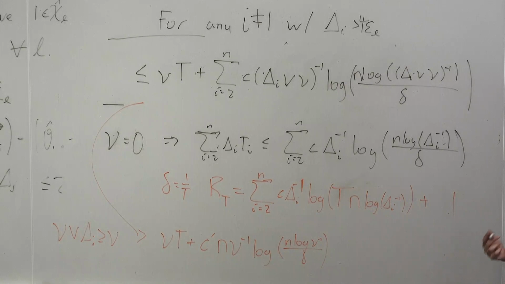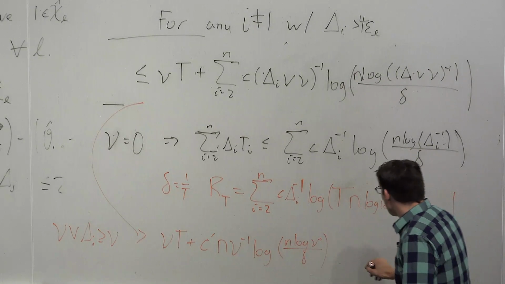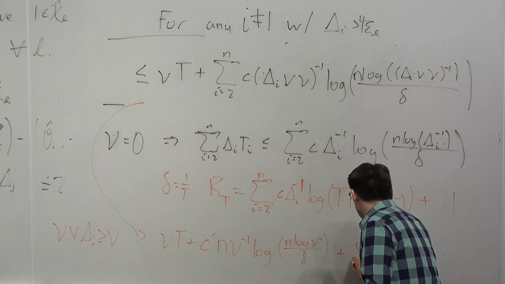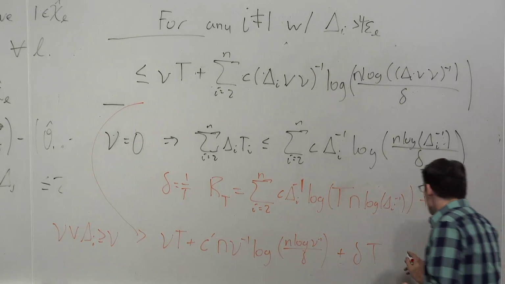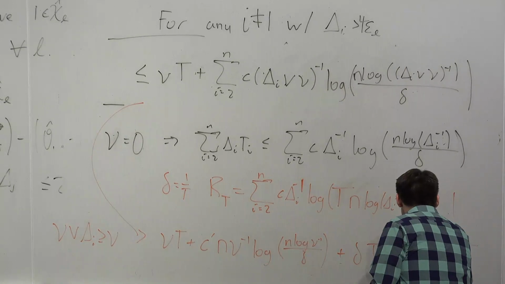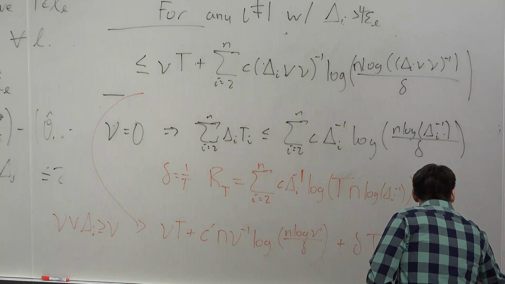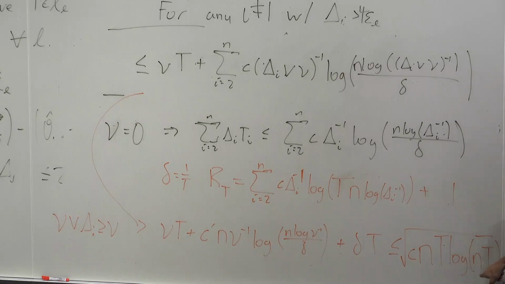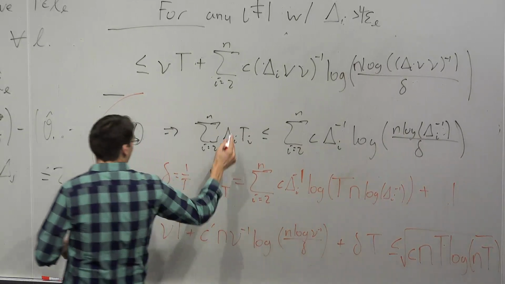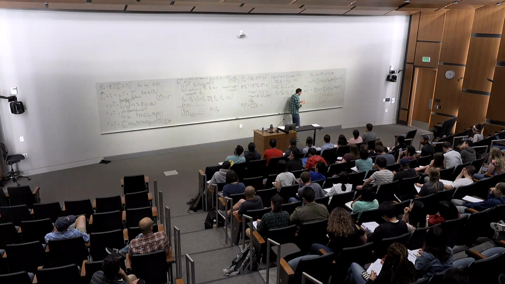And if we optimize over nu, because this is true for all nu, and then we add in our trick of the expected regret being less than delta t for any delta, once I optimize over this value of nu, what I get is something that is some constant times square root of n t log n t. Okay? R_T is less than or equal to this, using the same sequence of steps that we did last time and this time.